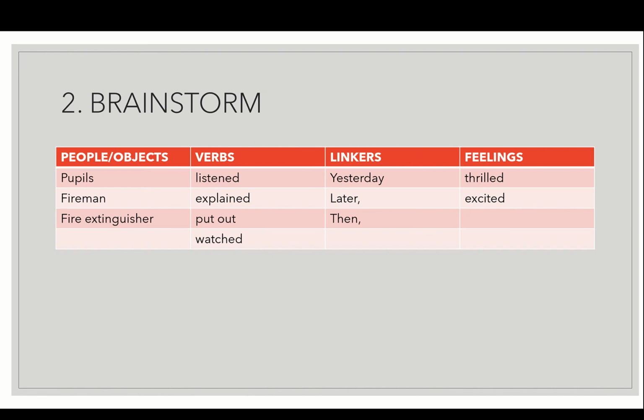Brainstorm. When we brainstorm, we will do this. You need to know the people or objects that you can see from the story or from the pictures, and then you list out the verbs, the linkers and feelings. Some of the words might be given, some of the words you need to list out. Where to list out? You need to list out on your question paper. Just do a simple box like this and fill in the words related to verb, linkers, feelings, and people or objects.